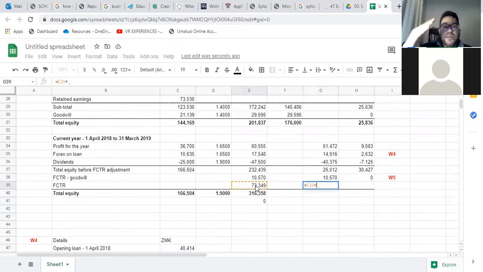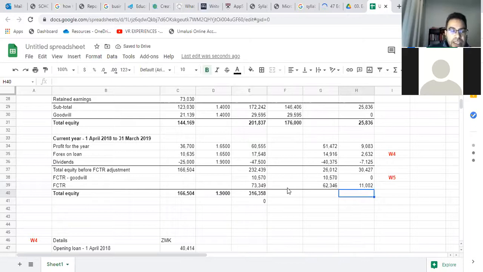That is why we split between what belongs to goodwill. That's why we split FCTR between goodwill and everything else. There's no need to do that split if you're using the fair value method, but it's just best to do it this way. That times 15%. Okay, so that basically is it, it's done.